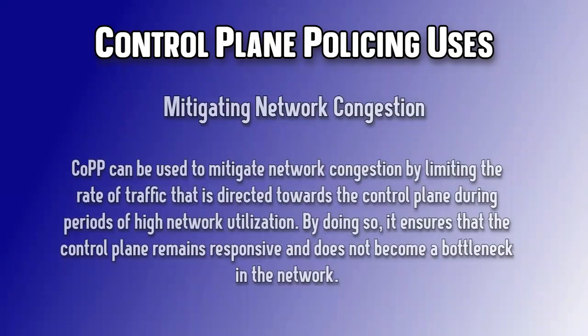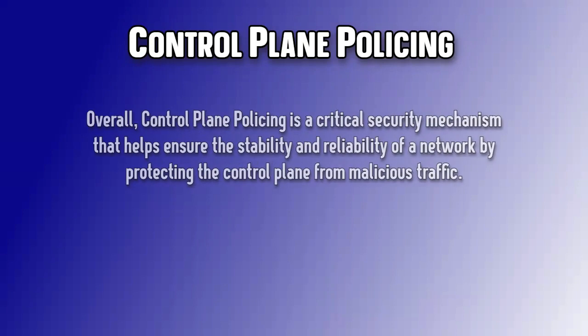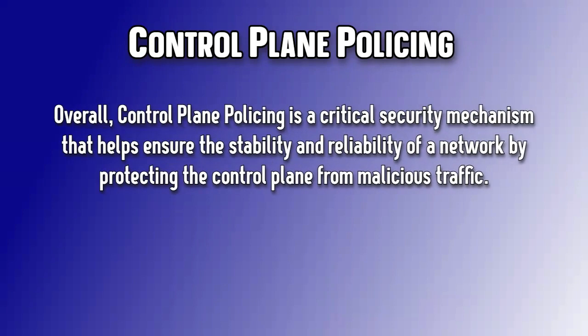Mitigating network congestion. CoPP can be used to mitigate network congestion by limiting the rate of traffic that is directed towards the control plane during periods of high network utilization. By doing so, it ensures that the control plane remains responsive and does not become a bottleneck in the network. Overall, control plane policing is a critical security mechanism that helps ensure the stability and reliability of a network by protecting the control plane from malicious traffic.